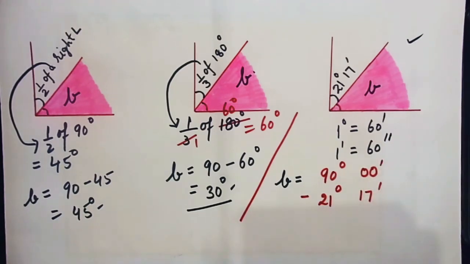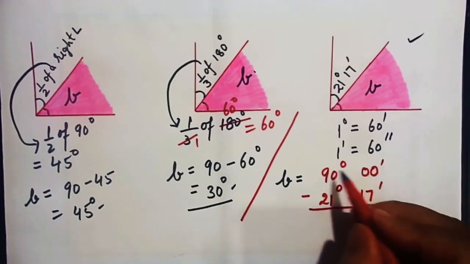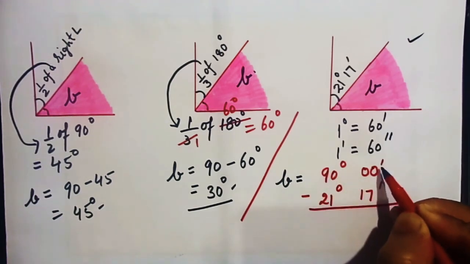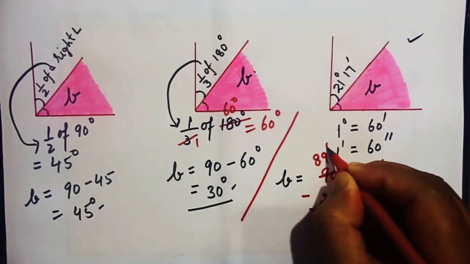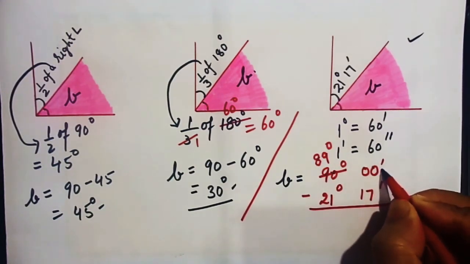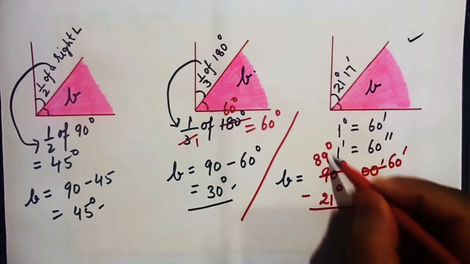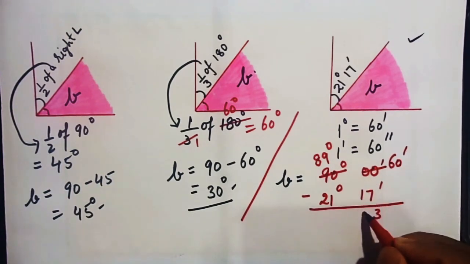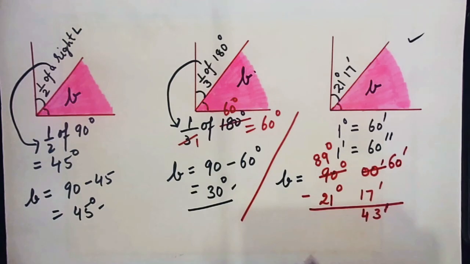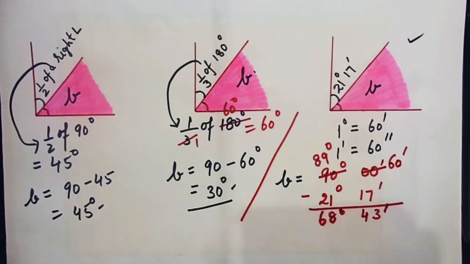Now, when you subtract, naturally we cannot subtract 17 from 0. Therefore, we need to bring 1 degree from here to here. Now, when you are bringing 1 degree from here, here you will get 89 degree. And the 1 degree when you bring it over here, 1 degree will be equal to 60 minute. Now, minute and minute, degree and degree. So, our task has become easier. 10 minus 7, 3. 5 minus 1, 4. 43 minute. While here you have 89 degree and 9 minus 1... 8 minus 2, 6. So, 68 degree and 43 minute is your answer.